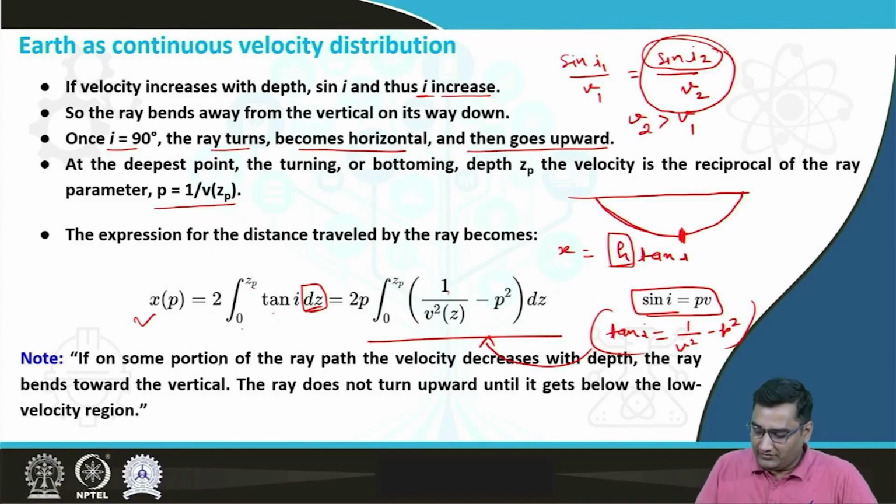So if on some portion of the ray path the velocity decreases with depth, the ray bends towards the vertical. The ray does not turn upward until it gets below the low velocity region. So if suppose the velocity of the layer down below is smaller than the velocity of the upper layer, then the ray will not move away from the normal, but it will move towards the normal, and it will do so until it experiences an increase in the velocity.